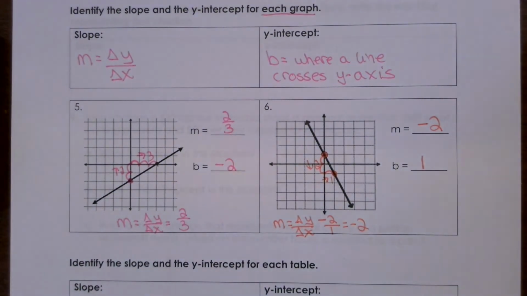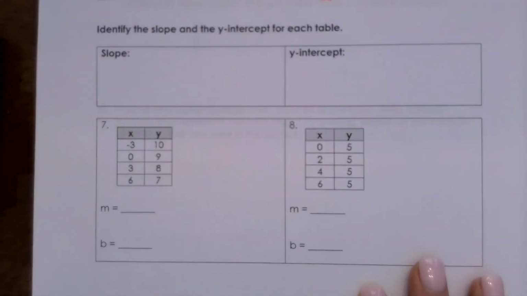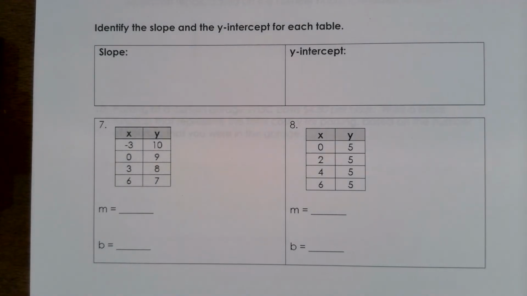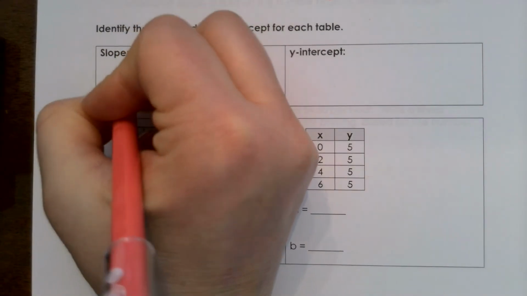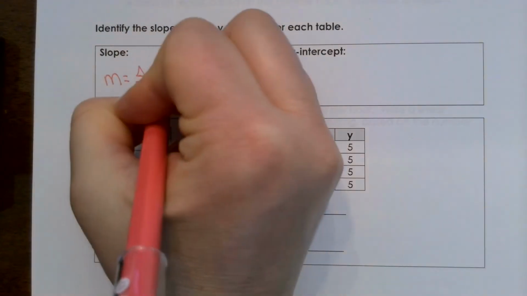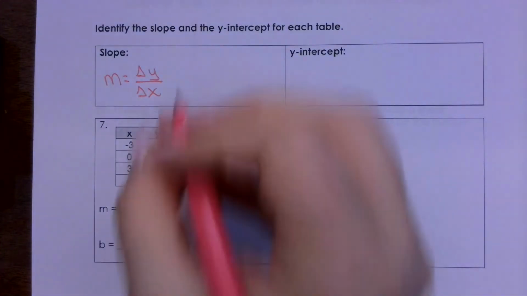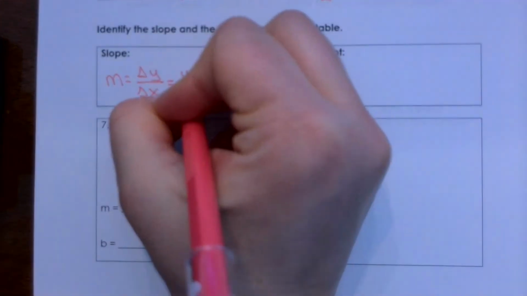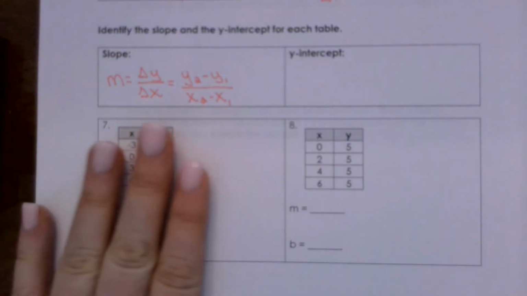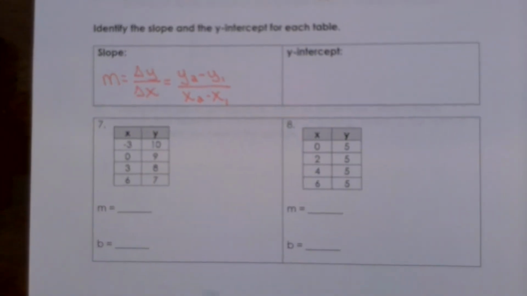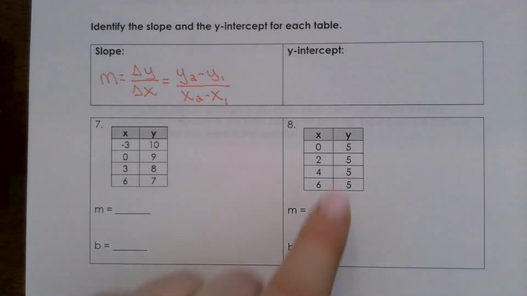Okay, we're going to end our identifying m and b journey by looking at a table of values to identify the slope and y-intercept. In this case, we are going to have to go back to our formula. Our slope equals the change in y over the change in x always, but we're going to use the y2 minus y1 over x2 minus x1 formula to find the actual slope, because we don't have a graph to use.